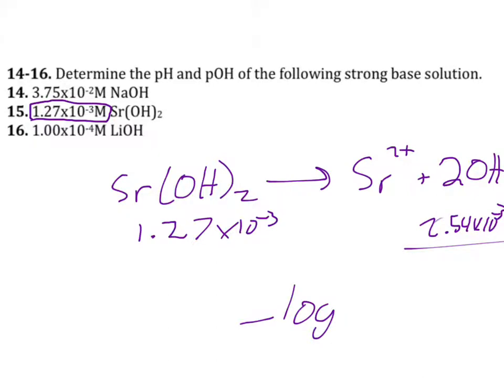And when we take the negative log of that, I'm going to ask you, does it give us the pH or does it give us the pOH? And the answer is it gives us the pOH, because that is the negative log of the hydroxide ion concentration. And we end up with a pOH for number 15 here.